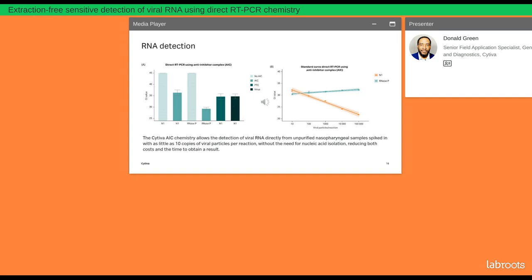If you take a look at the 10 viral particles per reaction, you'll see the N1 will still detect it around the same CT value, correct? Then you take a look at the 100 viral particle reactions, it was detected, 1,000, of course it was detected, 10,000, and so forth. The numbers on the right are not surprising. The numbers all the way to the left, at the 10 viral particles per reaction, really shows the sensitivity of our kit. Why is this important, you ask?